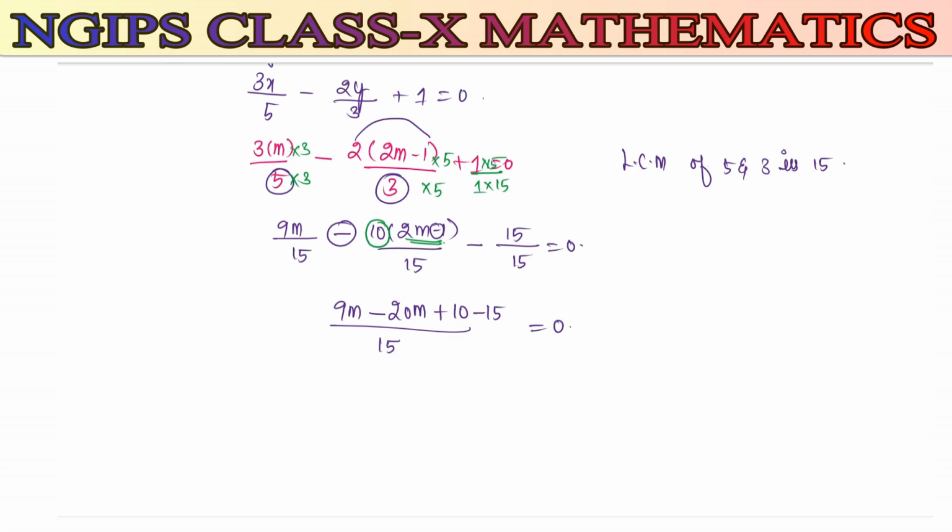Now when you shift this 15 to the opposite side, the division will become multiplication. 0 into anything, the value will be 0. So I can write 9m minus 20m plus 10 minus 15 is equal to 0. 9m minus 20m, we will get minus 11m, plus 10 minus 15, you will get minus 5, is equal to 0. I am going to shift this minus 11m to the opposite side. So minus 5 is equal to, this minus will become plus 11m.